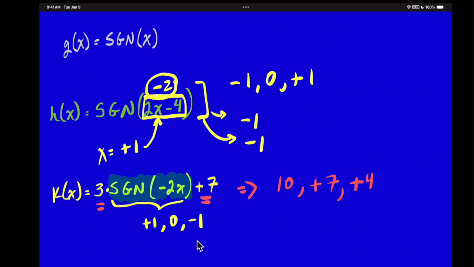So 3 different scenarios. But the important thing to realize is that this portion of the function, the SGN and the parentheses, is going to spit out a y value of positive 1, 0, or negative 1. And there are only going to be 3 outputs from this portion, and those 3 outputs are going to change from positive 1, 0, and negative 1 to different results based on whether or not there is something in front here or something in the rear here.